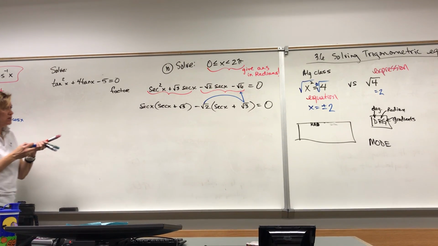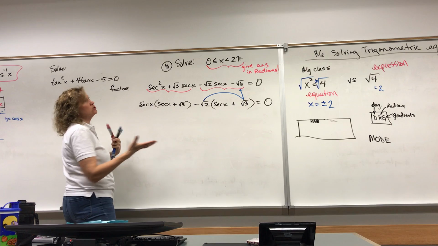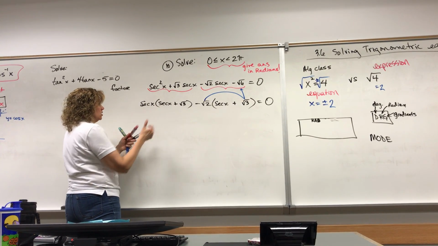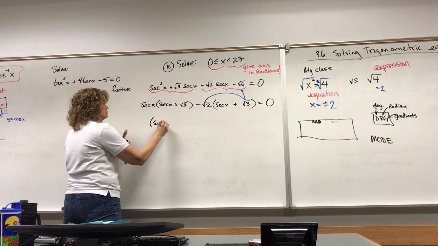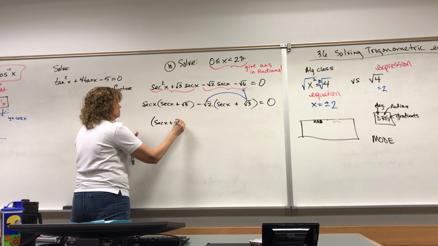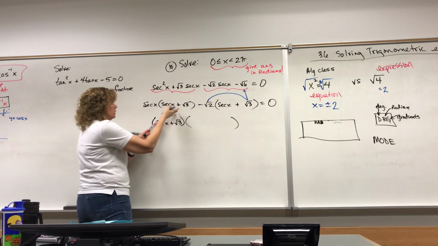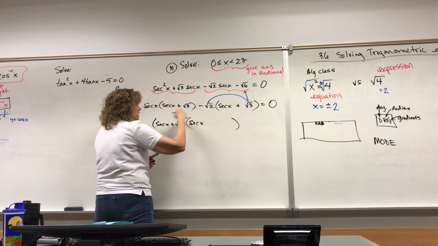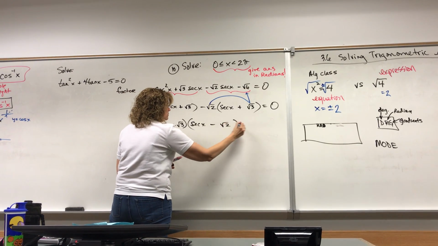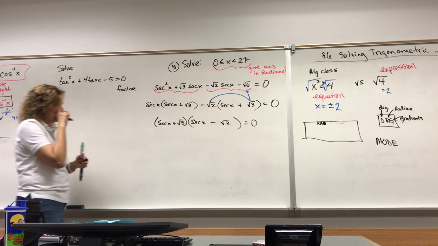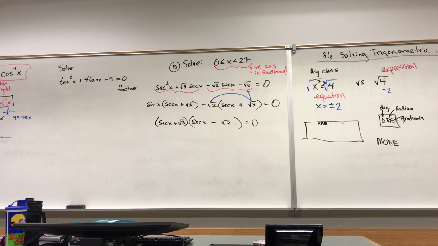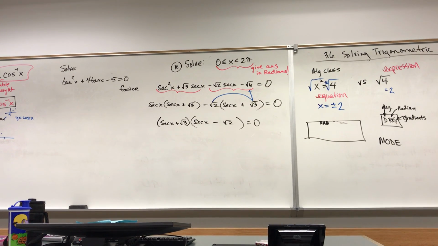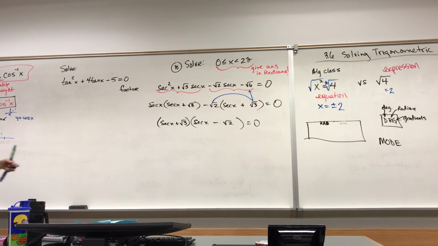Now remember, our next step with factor by grouping is what do they have in common? They have this expression in common. When I pull it out, I'm left with secant x. When I pull it out, I'm left with minus root 2. We do not end up with secant x plus root 3 squared. It just ends up being like that.